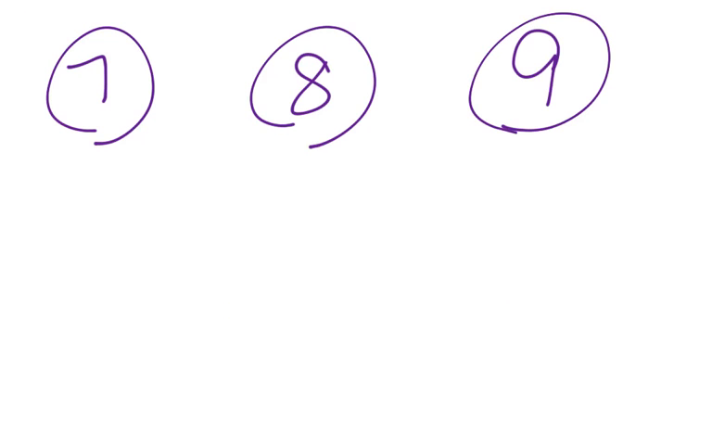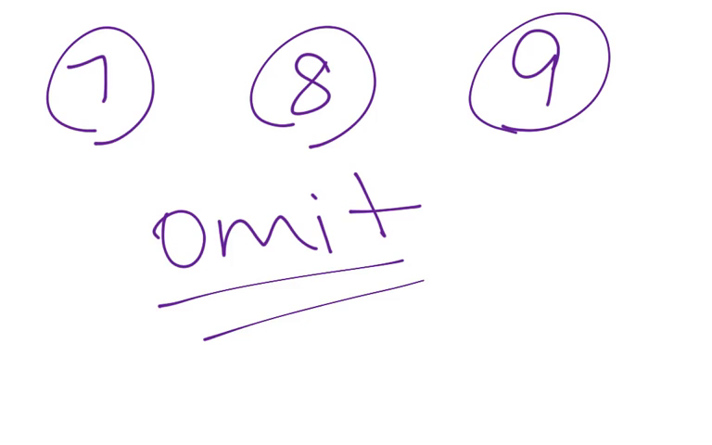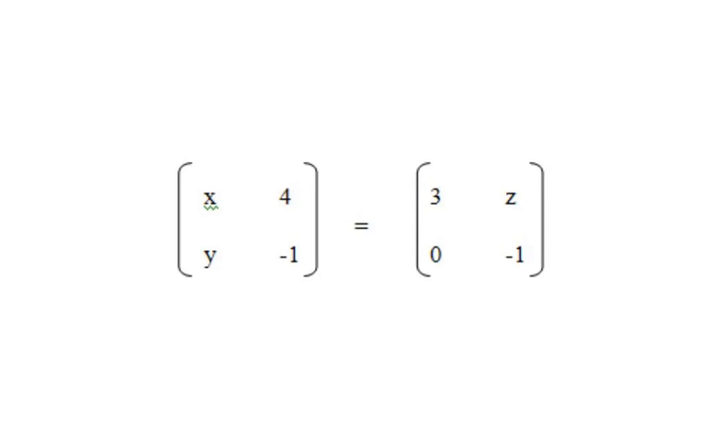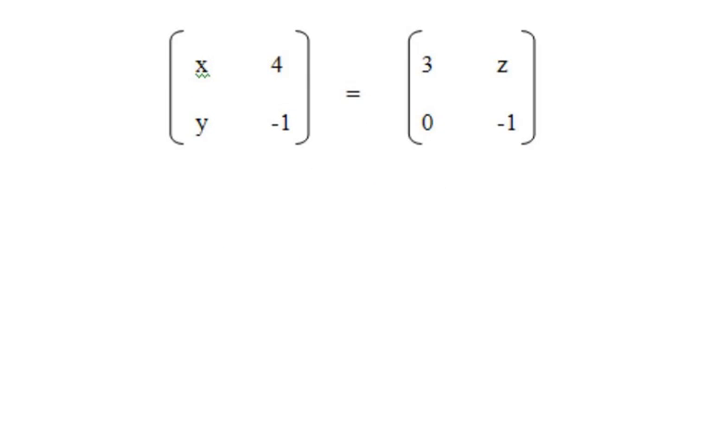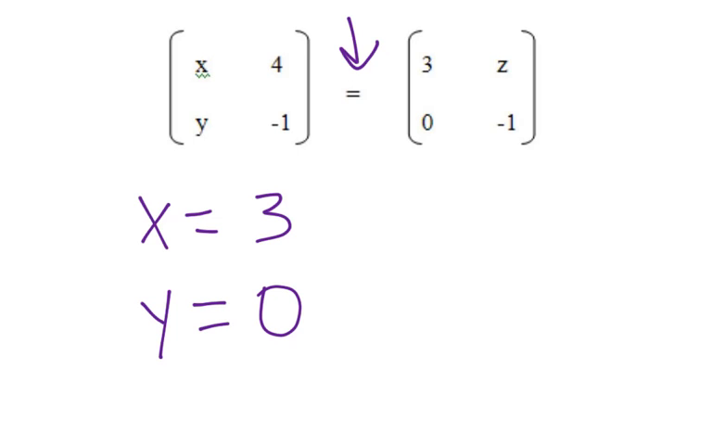Looking at number 7, number 8, and number 9, they're all multiplication. We're going to omit them for today. We will deal with multiplication tomorrow. So that takes us to number 10, which looks like this. When you have an equal sign between them, it means that your corresponding elements are equal. So x has to equal 3 because they're both in the top left. Y has to equal 0 because they're both in the bottom left. And z has to equal 4 because they're both in the top right. The negative 1 equal negative 1 needs to be the same number, but it doesn't have anything to do with our answer.